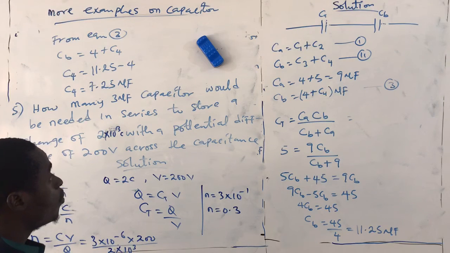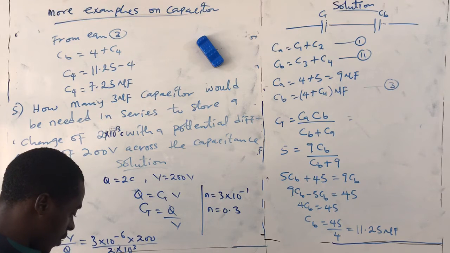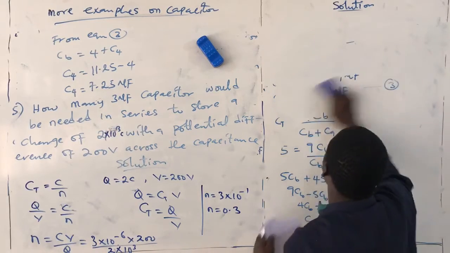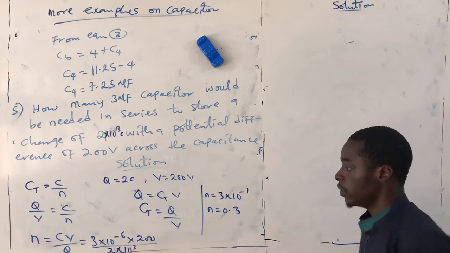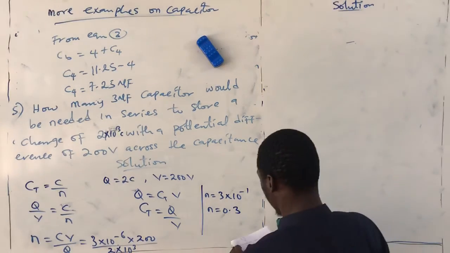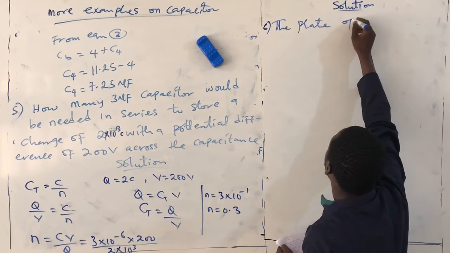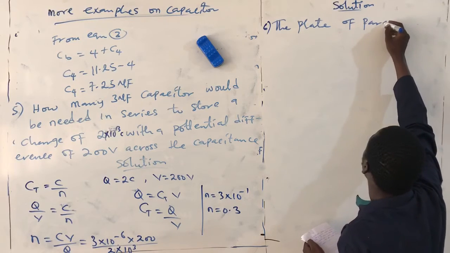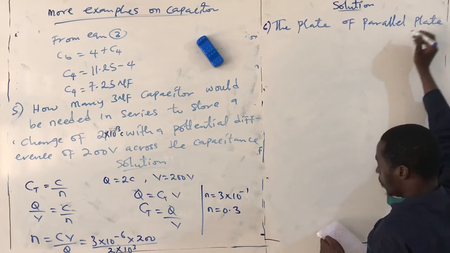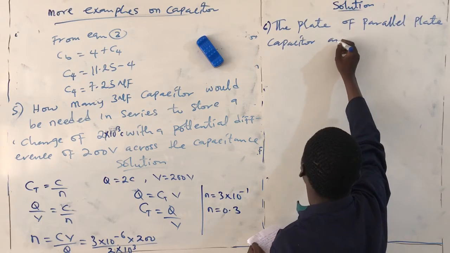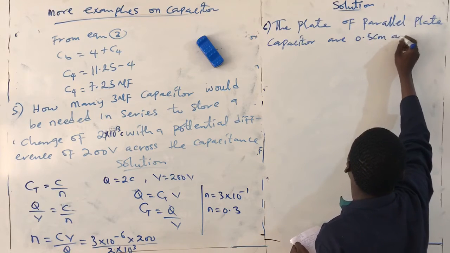Now let's look at another example. The last example on this capacitor will be: the plates of a parallel plate capacitor are 0.5 centimeter apart.